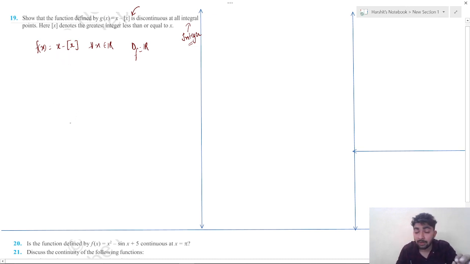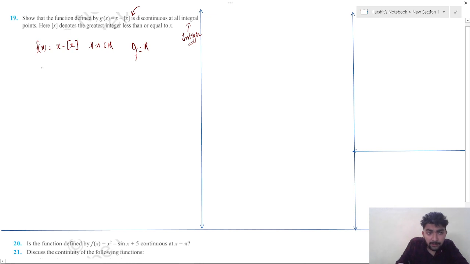Also, corresponding to every real number we have a unique output. Two things are needed to be a function: for each element it should provide a unique value, and the output should also come for each input. So here we have the same for complete R, and the domain of this function is complete R.